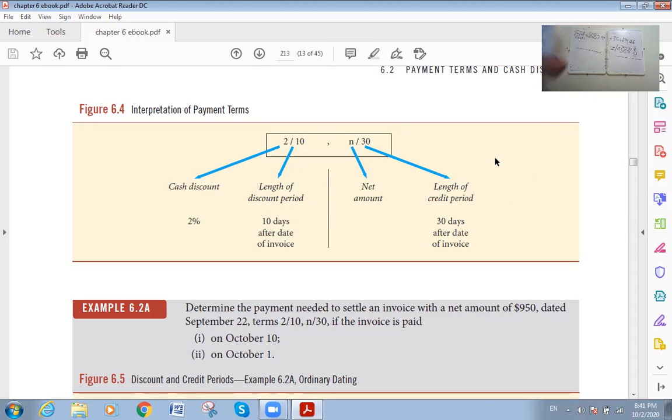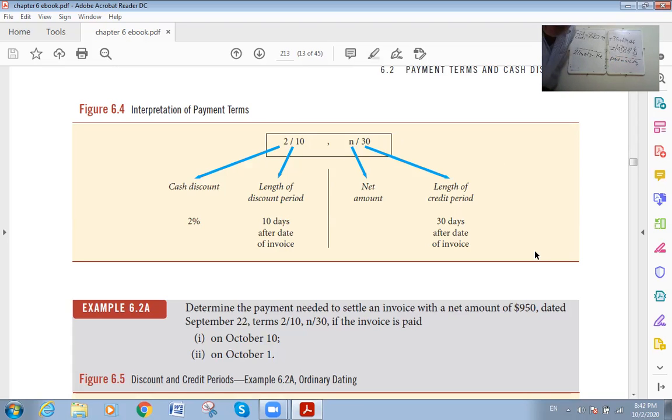Say, assume that it was 2 by 10 and n by 30. So he paid on the 5th day. He paid on the 5th day to get the discount.